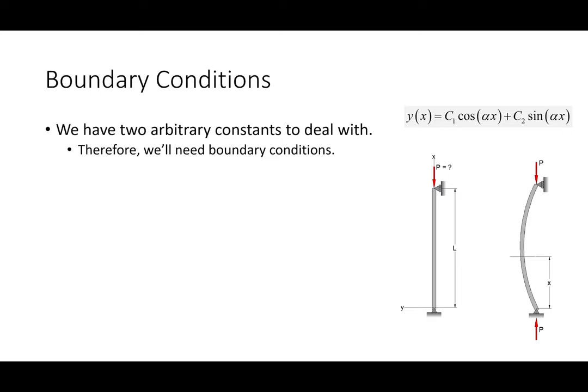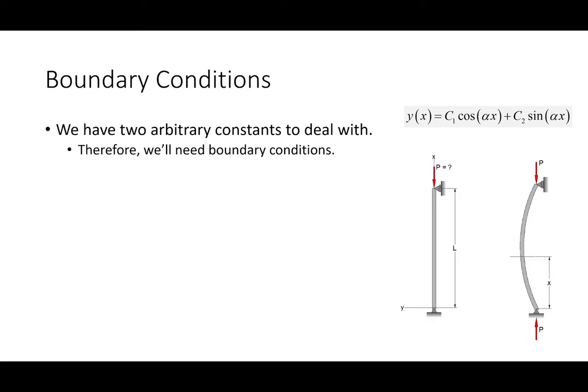Okay, so I need to determine these boundary conditions in order to be able to solve for C1 and C2. And what these boundary conditions have to represent is, if here's my buckled column, I need to know a deflection, okay? And I propose that for this column, I know two deflections. Specifically, I know what the deflection is right there, and I know what the deflection is right there. Okay, and what are those deflections?